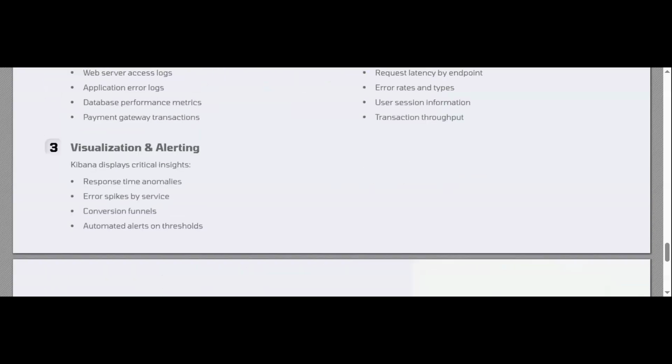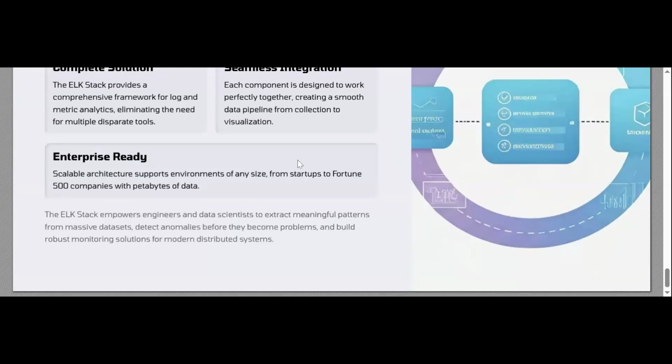Next one is the visualization. So Kibana will display the insights, the charts, graphs and everything. Based on that we can take insights: response time anomalies, error spikes by service, based on the spike of the error, and conversion funnels. Automated alerts on the threshold value as well. So these are the three things in action.